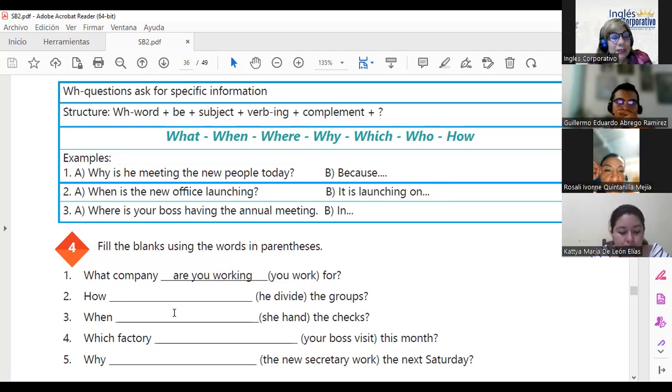Here you will have exercise number four. What you are going to do is complete the present continuous. You already have here the question word: what company, how, when, which factory, why. Only use the subject and the verb in parentheses to make the WH question with the present continuous. Okay, do it in this moment.